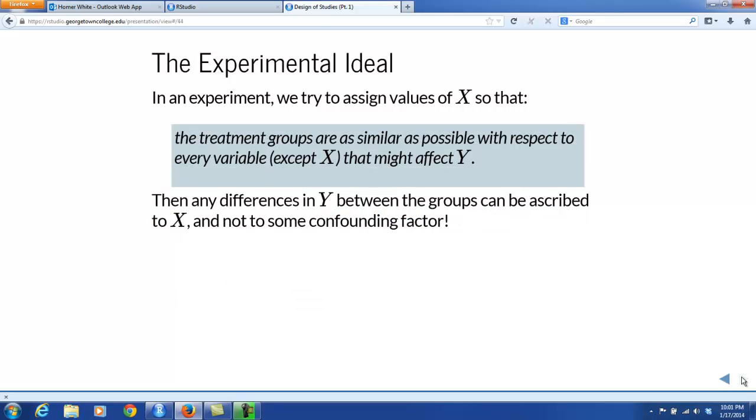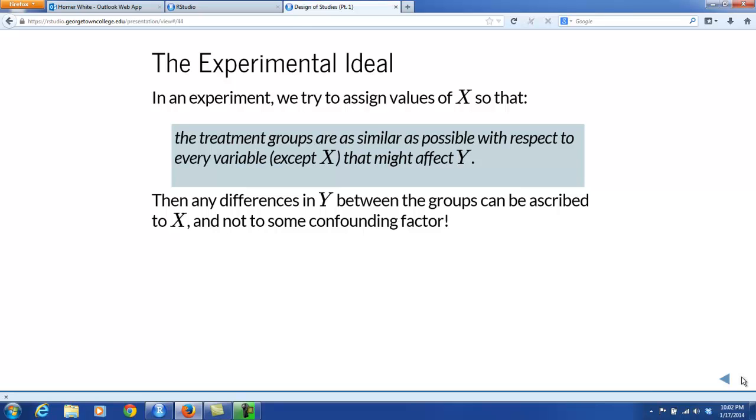Now, why do we go to all the trouble to do experiments? After all, there is some trouble involved. You have to gather subjects who are willing to have variables assigned to them, or you have to do something like what was done in the attitude survey. You have to essentially trick them so that they don't know that they're being assigned different values of some explanatory variable. This can be difficult to do. So why do we undertake experiments?